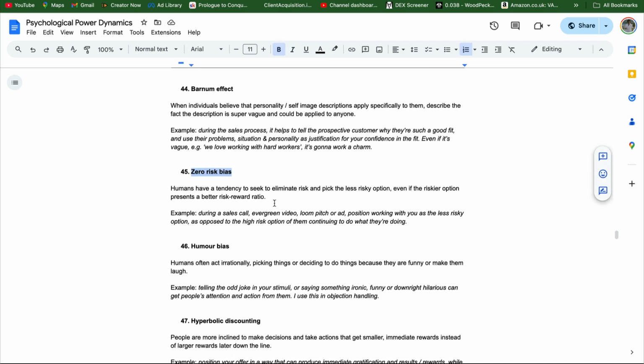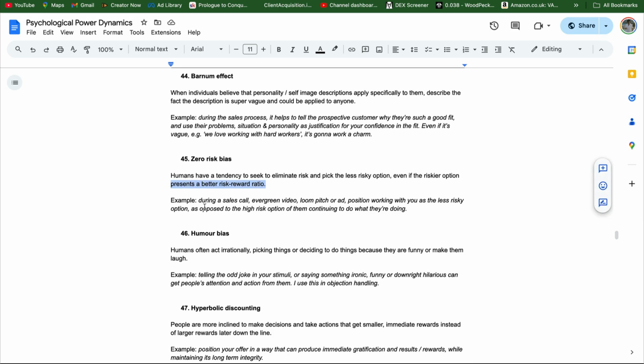45, zero risk bias. Humans have a tendency to seek to eliminate risk and pick the less risky option, even if the riskier option presents a better risk-reward ratio. Example, during a sales call, evergreen video, Loom pitch, or ad, position working with you as the less risky option as opposed to the high risk option of them continuing doing what they're doing, right? So by working with us, you're going to speed up time and get to your goal a lot faster. Whereas if you choose not to work with us, you're going to stay in the same situation. You might be 2-3 years down the line, you still haven't achieved your goal, you're still in the same place, and so on. However you want to explain it, right?